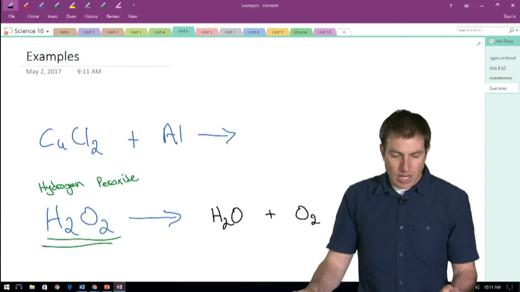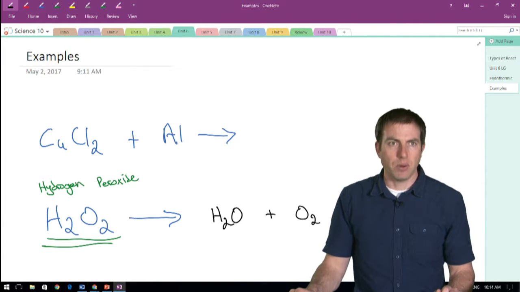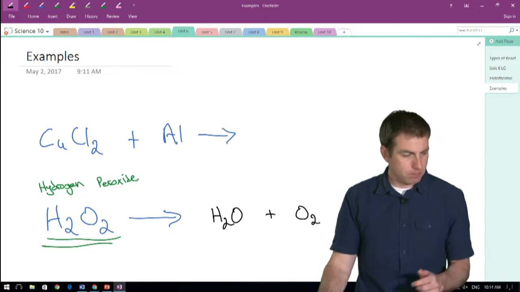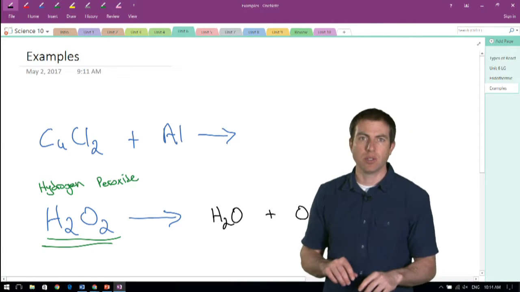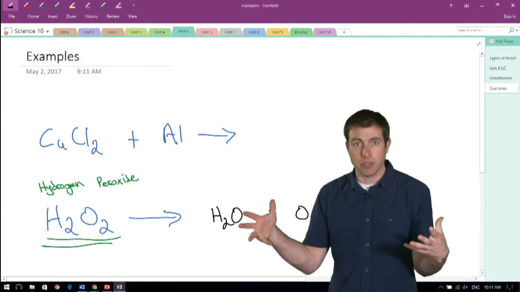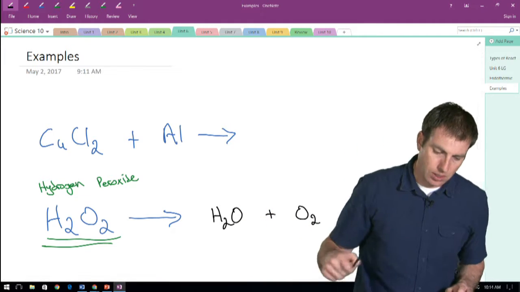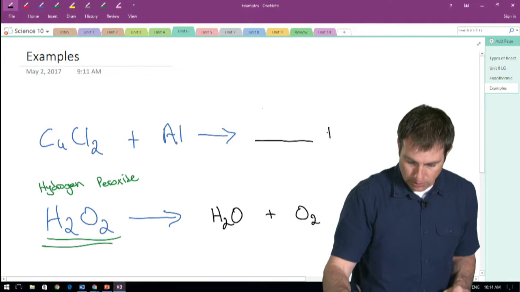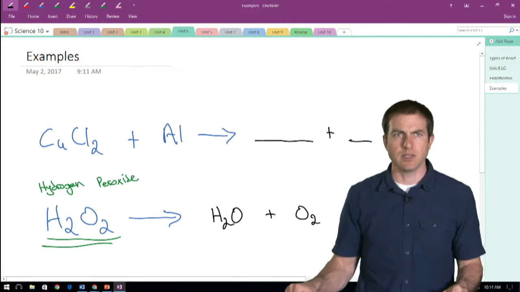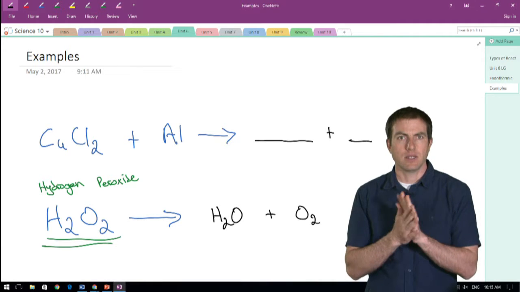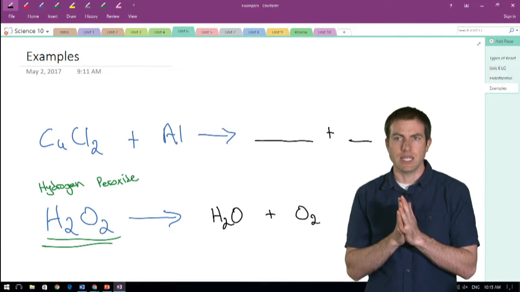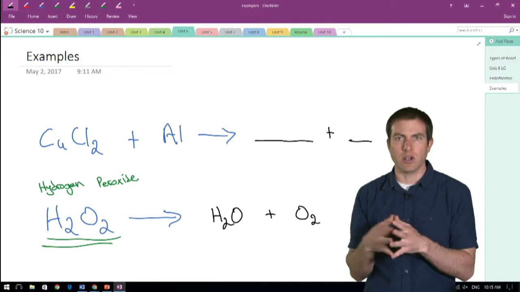All right, so what's going to happen? Can anyone predict what I'm going to end up with here? I have a metal, aluminum, and it's going to take the place of something in this copper 2 chloride solution. And I'm going to produce two things: a compound, and then something by itself. So what's the thing by itself? What is the aluminum going to replace in the compound? What's going to be kicked out of the compound?